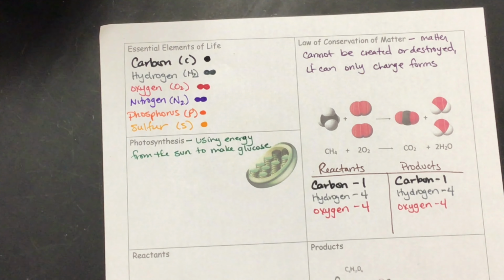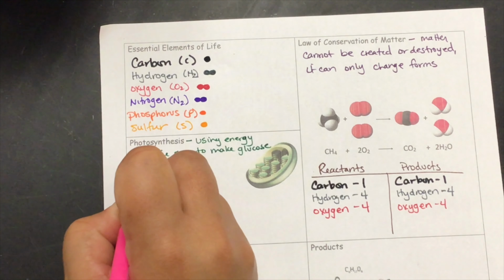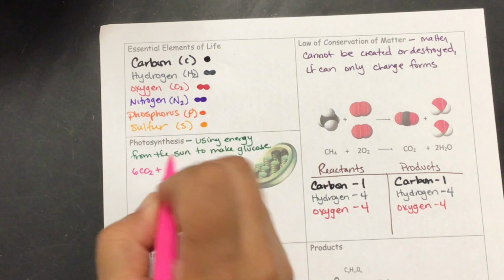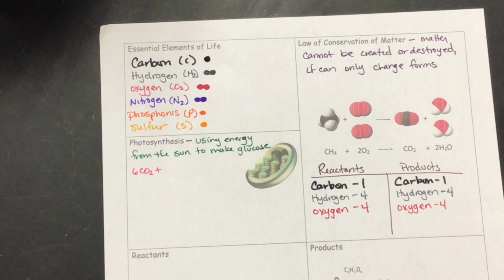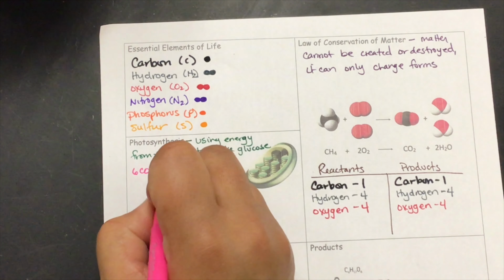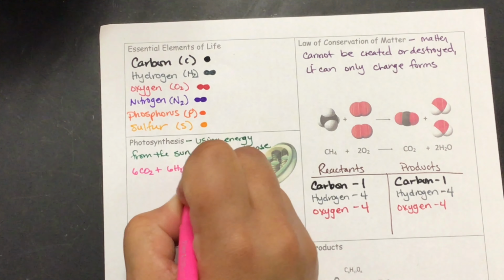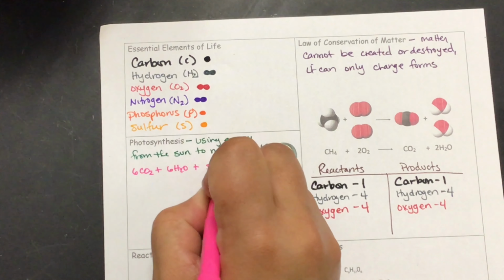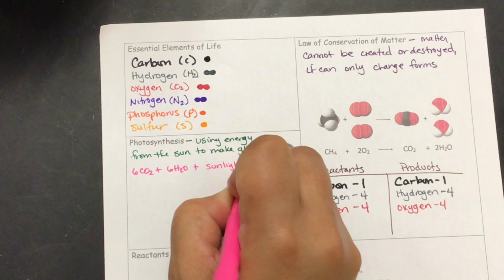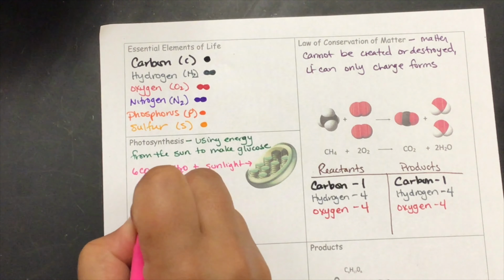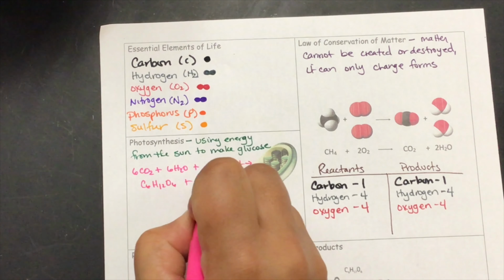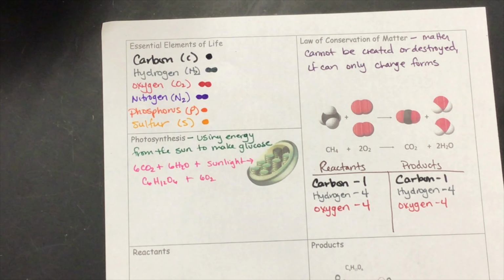Now, let's go ahead and write out our formula for photosynthesis. We know that plants have to take in carbon dioxide, so they're actually going to take in 6 molecules of carbon dioxide. They're going to take in what else? They're going to take in water. So 6 molecules of water plus energy from the sun. Okay? And that's going to make our molecule of glucose, C6H12O6, plus 6O2. So there's our formula for photosynthesis.